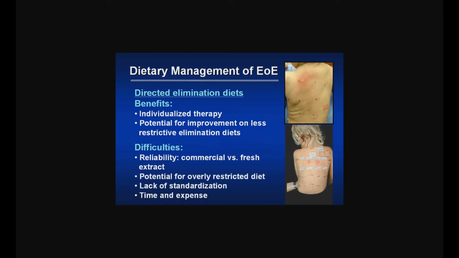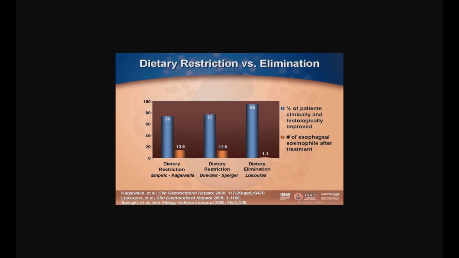So if we look at the benefits of directed or tailored elimination diets, it's individualized therapy. That means that some of these patients may be able to leave foods in their diet that you would take out on a 6-food elimination diet, definitely on an elemental formula. And there's a potential improvement then on a diet that's less restrictive. But the difficulties are reliability, commercial extracts versus fresh extracts, and the patch testing. Again, the extracts are not standardized, and you have to be careful in your interpretation of those results. You can wind up on a diet that's overly restricted, for example, and in the issue with milk, you could have a negative skin test and still milk might be playing a role. And also, it takes time to perform this testing, and it can be expensive.